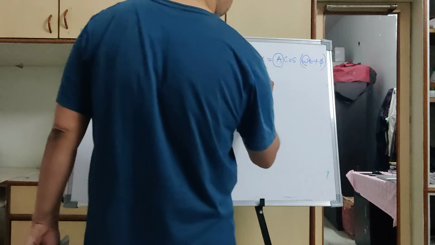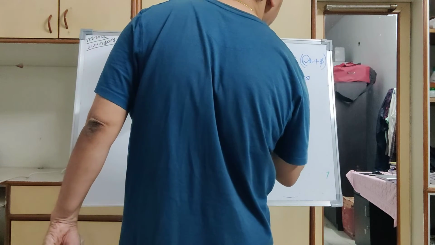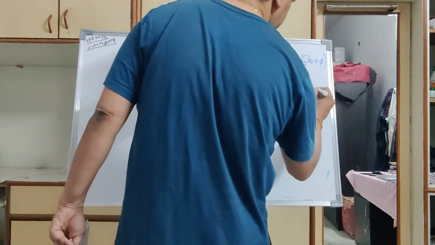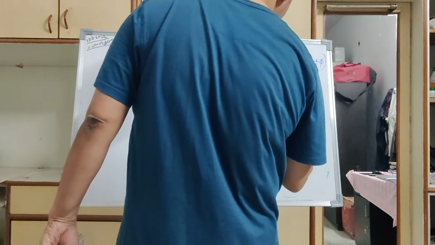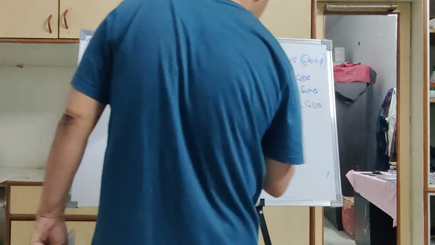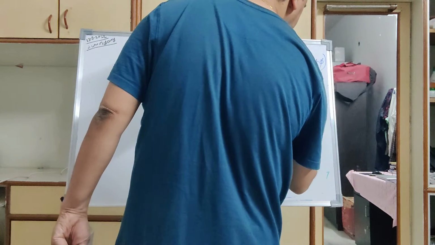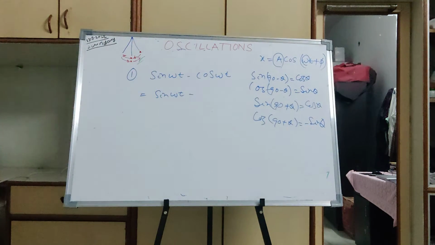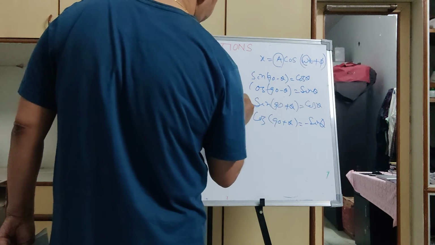We know the trigonometric formulas: sin(90 minus theta) is equal to cos theta. Similarly, cos(90 minus theta) is equal to sin theta. You should always remember this. In the first quadrant everything is positive. Whereas sin(90 plus theta) is equal to cos theta, and cos(90 plus theta) is equal to minus sin theta. These things you should always remember. So if the angle is in the first quadrant, it will always be positive. So sin omega t minus sin(90 minus omega t).